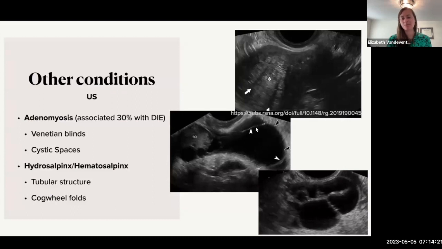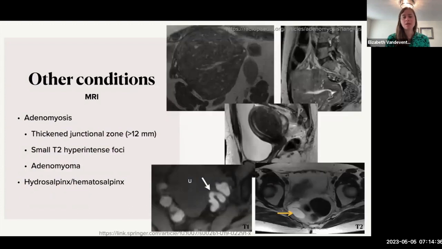So here we have an example of this tubular dilated structure that you can see here. It's in close association with the right ovary. This is another example of this tubular dilated structure. This has the characteristic cogwheel folds that kind of project into the lumen but don't extend all the way across. Similarly, we can see these findings on MRI.